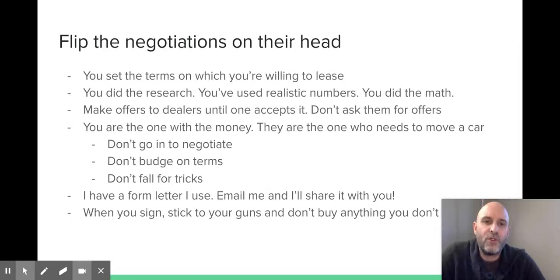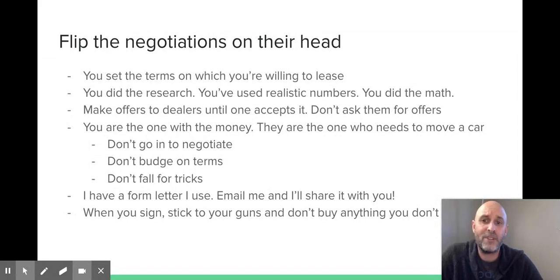So then how do you negotiate? I always tell people, flip the negotiations on their heads. You set the terms on which you're willing to lease. You've done your research. You found realistic numbers. You did the math. You understand it. You're also the one with money. You don't have to sit around and ask the dealer for offers. You can make offers to the dealer, and you can say, hey, I think this is a reasonable price. Here's how I arrived at it.